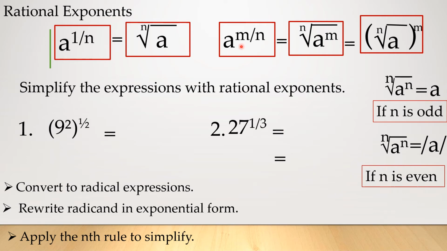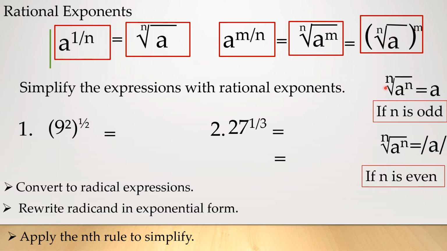Or if I have a raised to m over n, the exponents here are fractions, okay? So that is the nth root of a raised to m. Or you can write it this way. The difference here is that here you are going to raise to a power before getting the nth root, unlike here, you get the nth root before raising to a power.